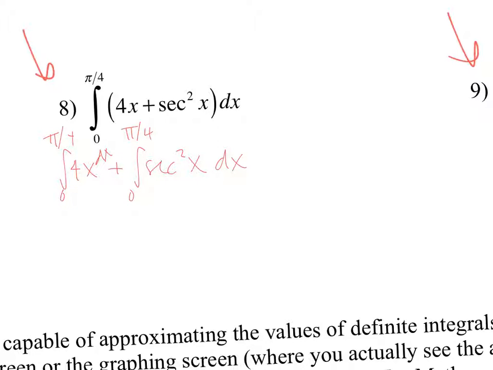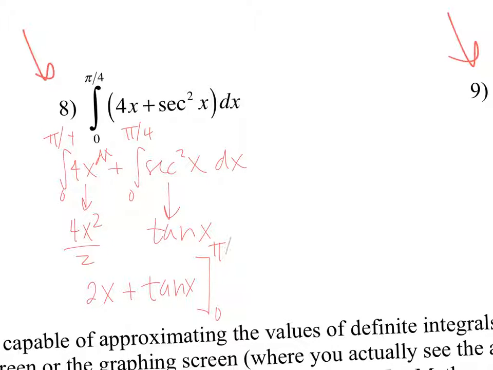The integral of 4x is 4x squared over 2. The integral of secant squared x is tan of x. So to clean up, we're looking at 2x squared plus tan of x from the bounds 0 to pi over 4. So we have taken the integral of this function, which is right here, and then we are going to evaluate on the bounds from 0 to pi over 4.